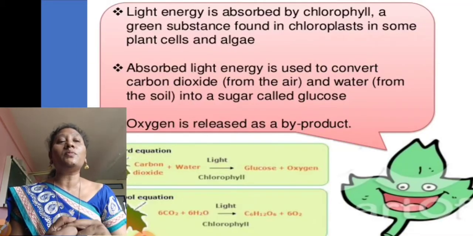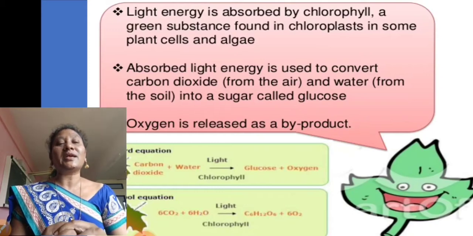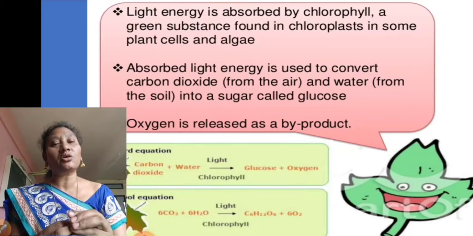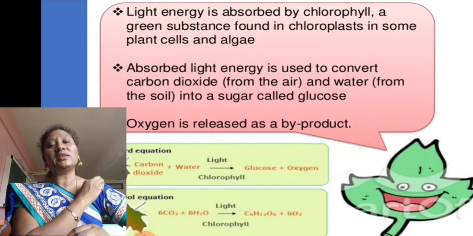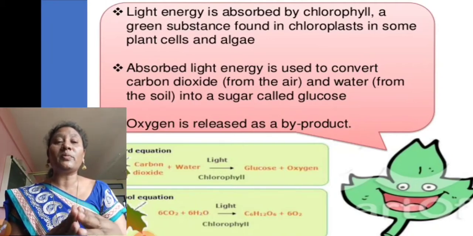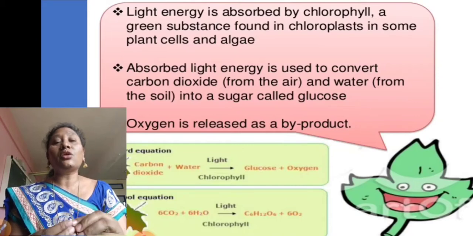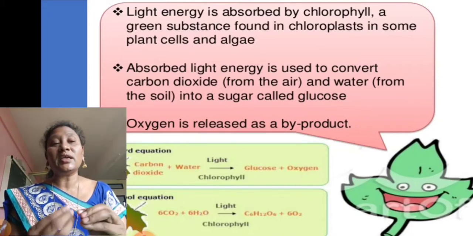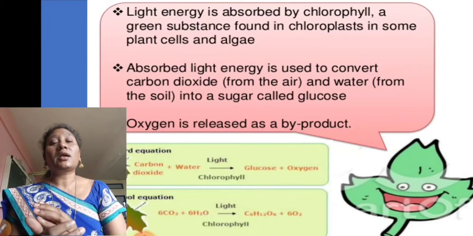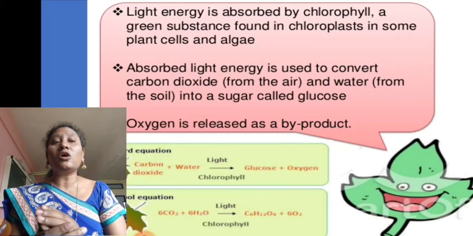Light energy is absorbed by chlorophyll, a green substance found in the chloroplasts in some plant cells and algae. So the plants contain chlorophyll. The chloroplasts are special cells; we already discussed them in our ninth class, no? These chloroplast cells contain a pigment called chlorophyll. This chlorophyll helps to absorb the light energy and is used to convert the carbon dioxide from the air and water from the soil into the sugar called glucose. Only these chloroplast cells contain a pigment called chlorophyll.